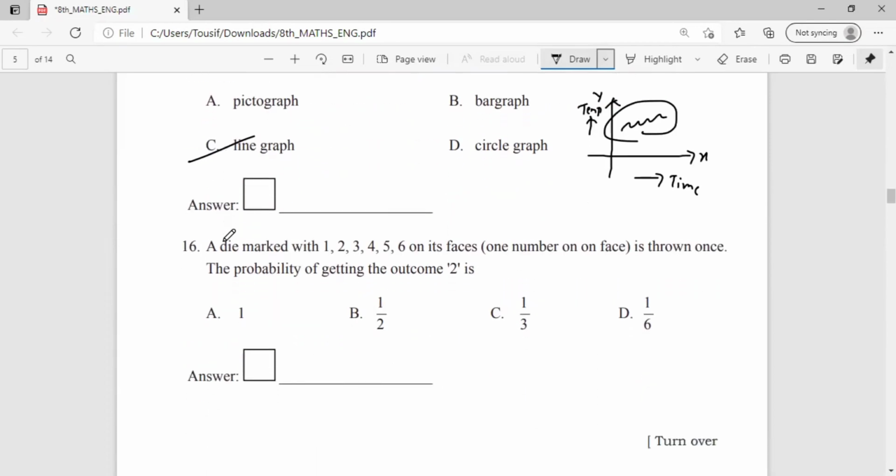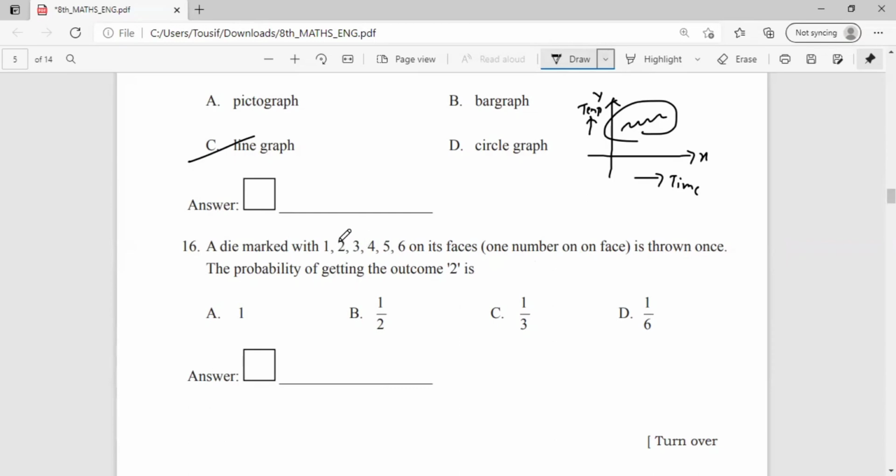Moving to the last one of the MCQ set questions. A die marked with 1, 2, 3, 4, 5, 6 on its faces is thrown once. They're asking the probability of getting what? Getting the outcome of 2. First of all, 2 is repeated how many times in our die?